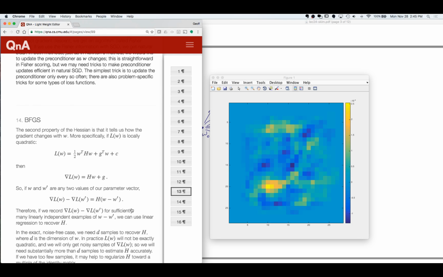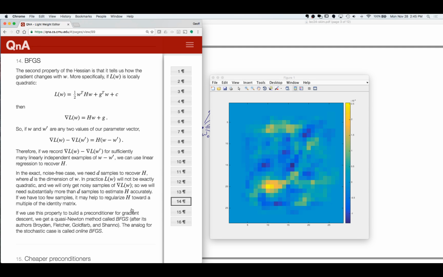All right, so the second property of the Hessian that's useful is that it tells us how the gradient changes as we change W. So suppose that we approximate the loss locally with a quadratic: 1/2 W transpose HW plus G transpose W plus C. So C is a constant, G is the gradient vector, and H is the Hessian. If we take the gradient of that, we get HW plus G.